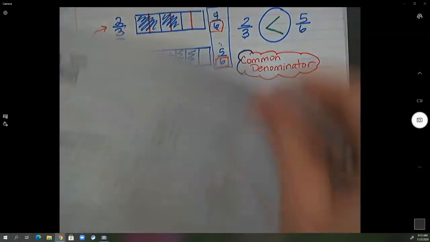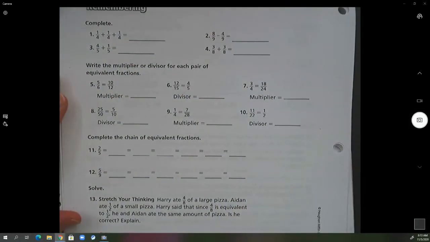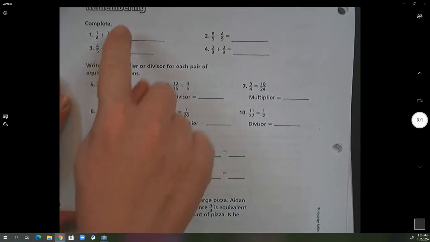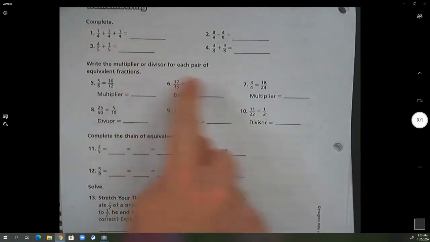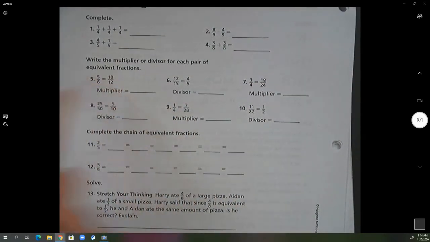Got it? On the remembering side, you get to choose 8 total problems that you want to do. Any 8 that you want. So you could go, maybe you circle them, 1, 2, 3, 4, 5, 6, 7. I'll go back up here and choose 8.